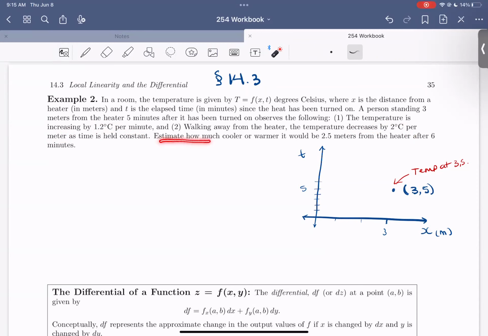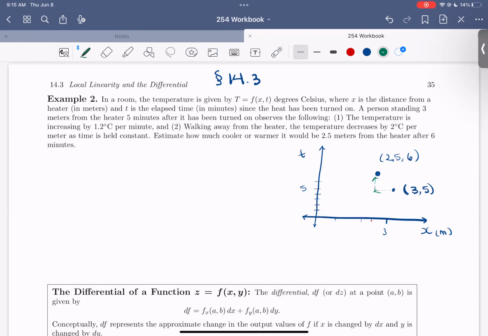Now we want to estimate how much cooler or warmer it would be to be a little closer, 2.5 meters from the heater, and have 6 minutes pass. So where does that look like? So now we're over here at 2.5 and up to 6. Let's draw that point here. So this is 2.5 meters away, 6 minutes later. We want to know, how is this temperature different? So to do this, we're going to need to consider how our temperature changes both as we get closer to the heater, so moving in this direction, and as time passes, so as t increases.